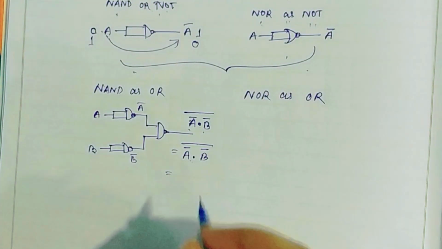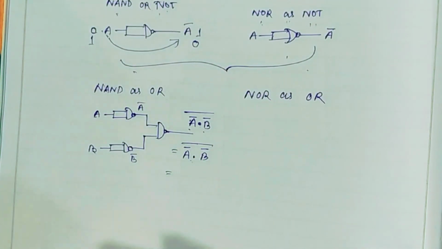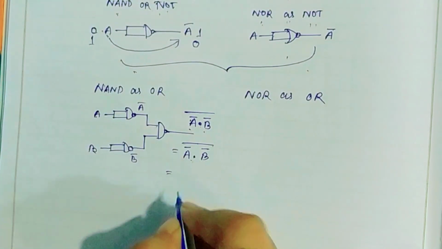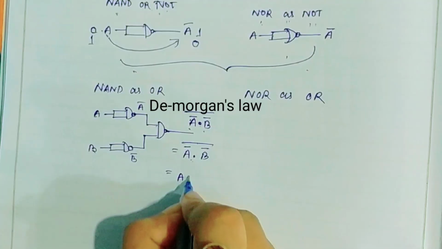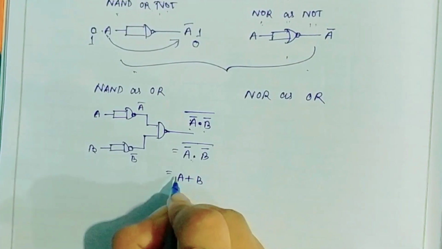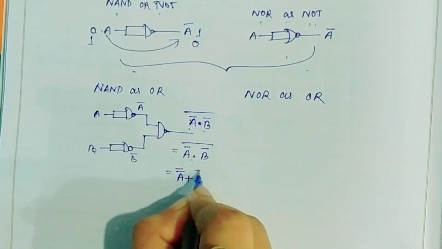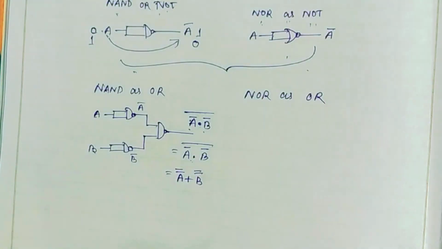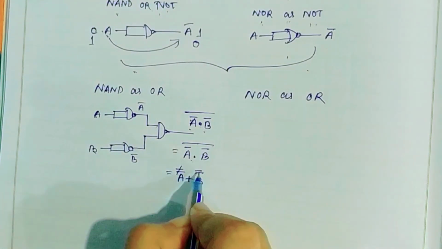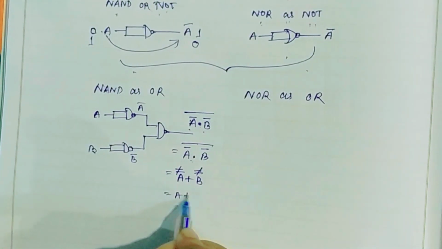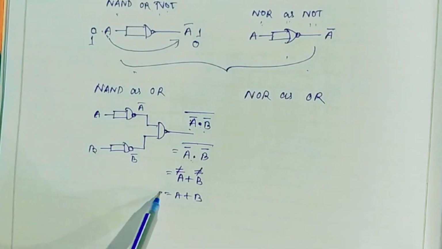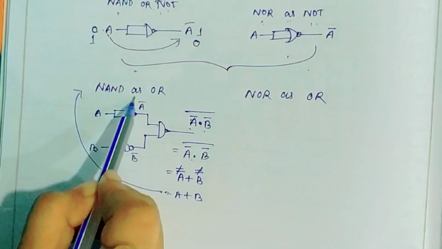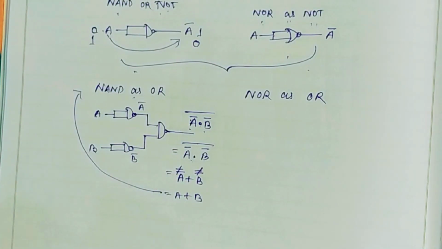For that we have to apply the Boolean laws here. If you apply Boolean laws here, you will get A or B. The bar will be separated and two bars can cancel each other, and you will get an output like A or B, which is the proof of NAND as OR. Now let's see the NOR as OR.